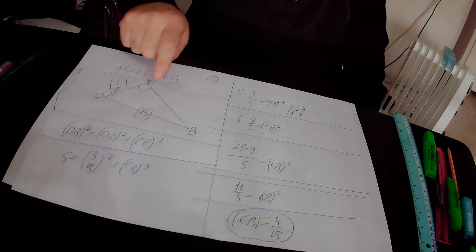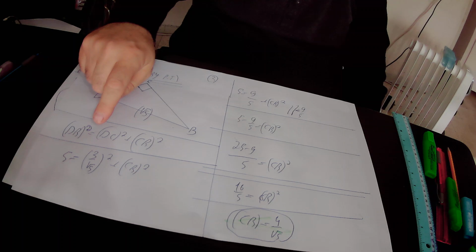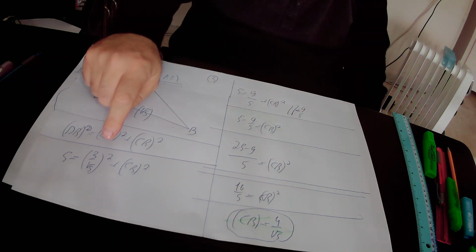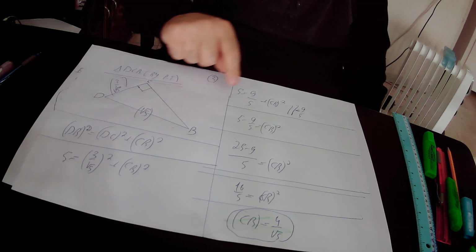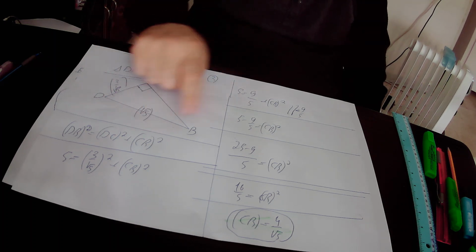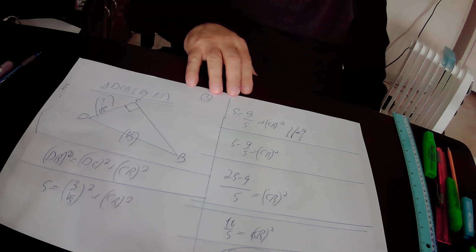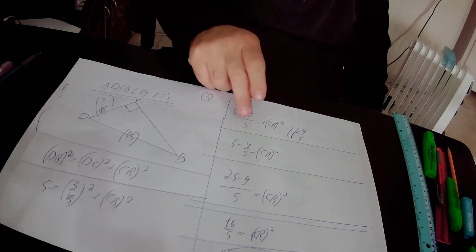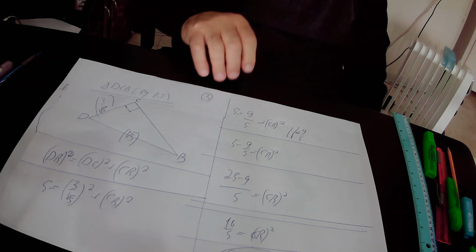So 5 equals 3 over square root of 5 squared, that is 3 squared, 9, over square root of 5 times square root of 5, which is 5. So this expression in total equals 9 fifths plus CB square. Here we subtracted 9 fifths from this equation and finally found out that CB square equals 5 minus 9 fifths.